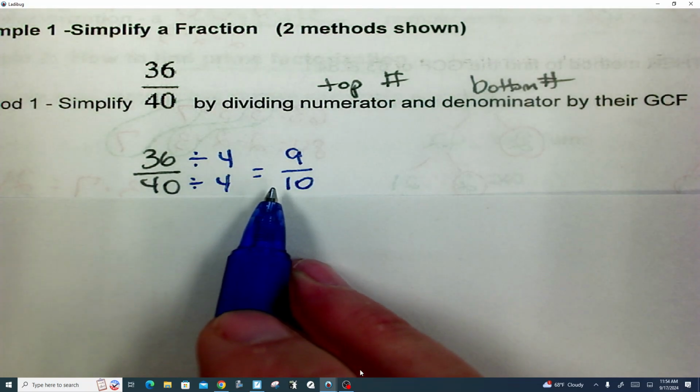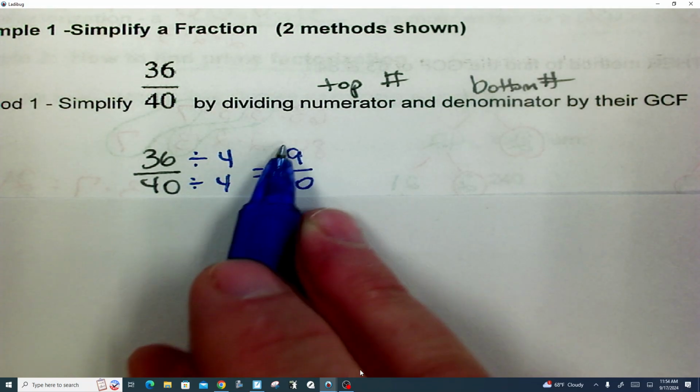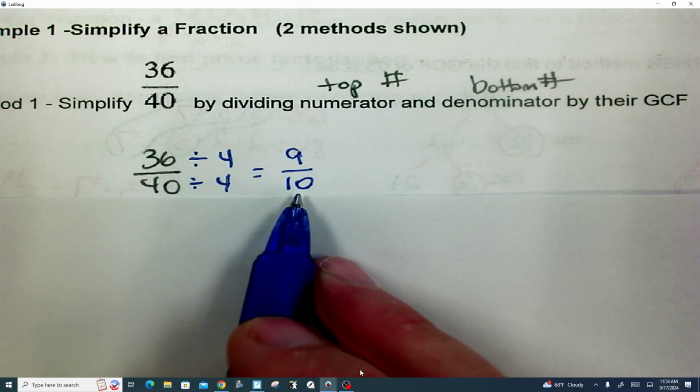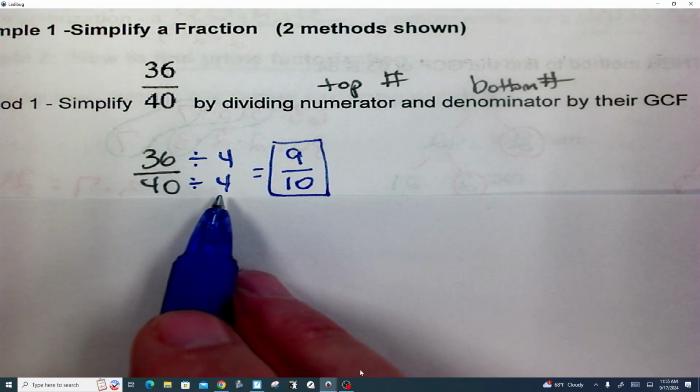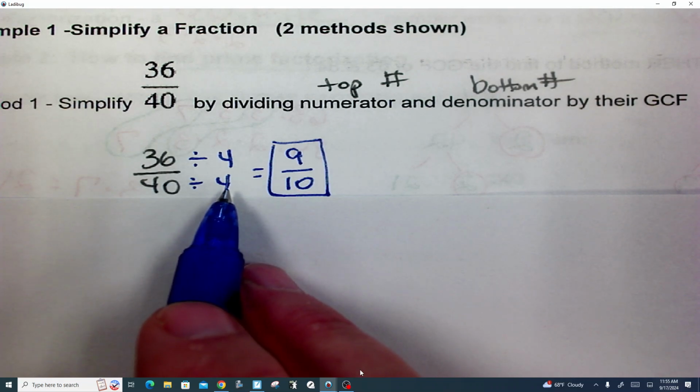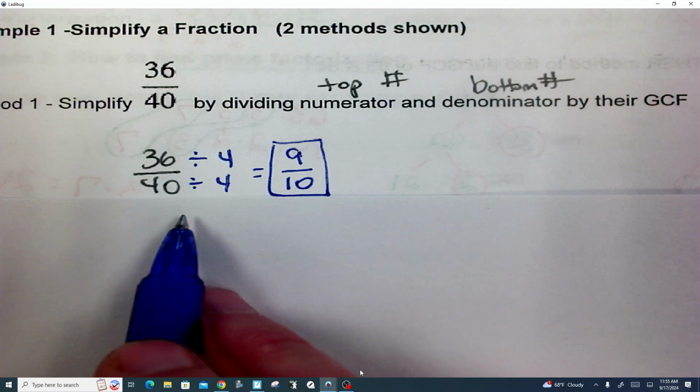And then after you do it, just do another little quick check of, can I divide the 9 and the 10 by the same number? I can't do that. Guess what? We have simplified my fraction. Now, by sheer accident, we have actually found the greatest common factor of 36 and 40.